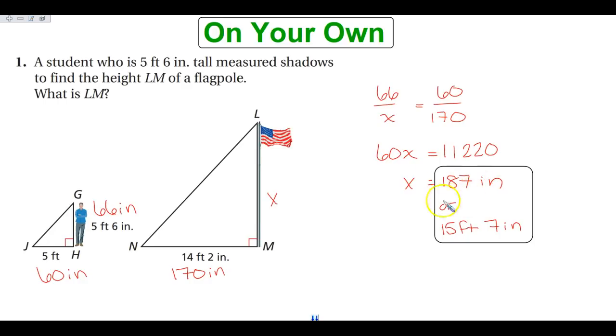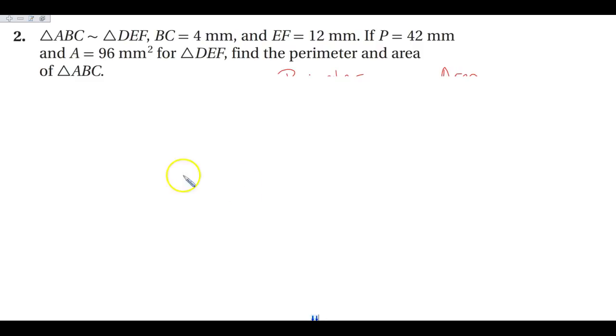Okay, when I divide that by 12, I get that it's 15 feet. And then the decimal is going to give me 7 inches out of the other 12. So it's 15 feet, 7 inches. If you want me to go over how we convert that, I can do that in class tomorrow. All right. If you have not done this problem, go ahead and pause the video now and do it. Otherwise, we're going to go ahead and go over it.